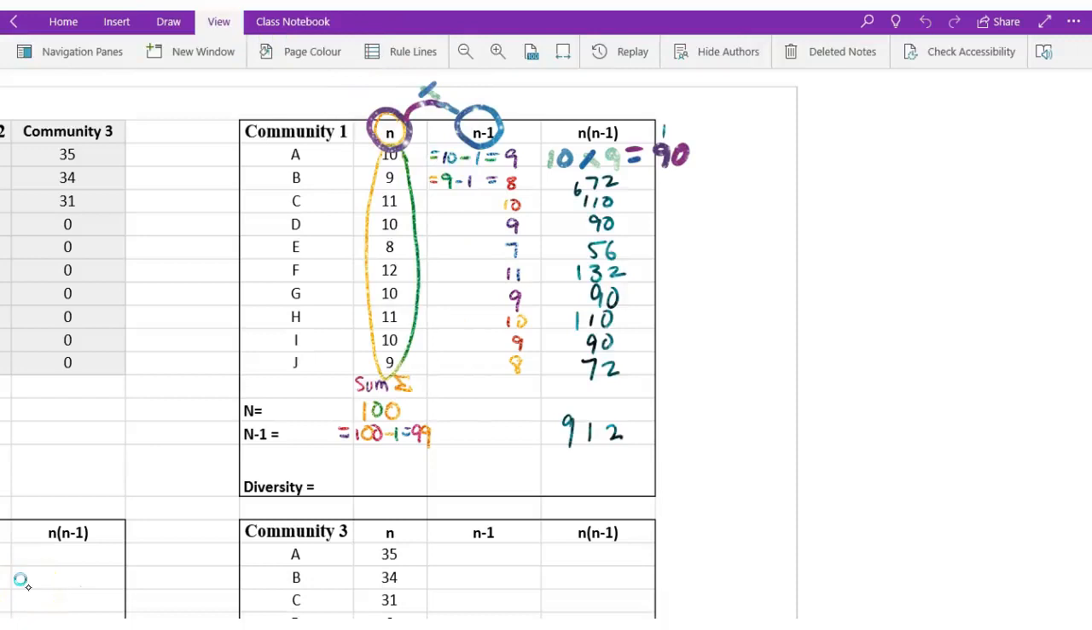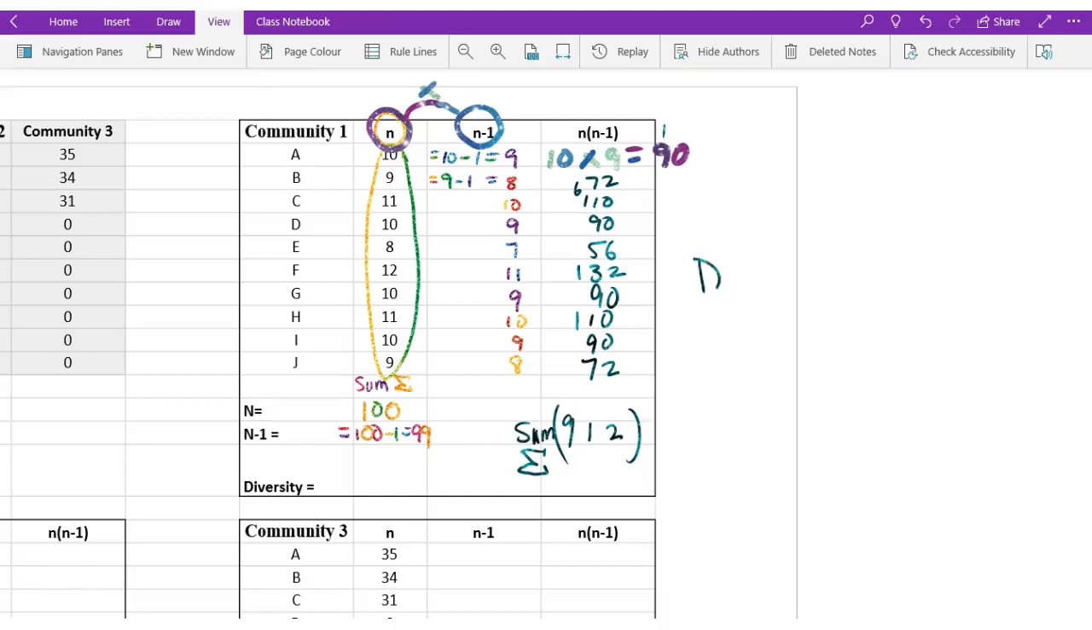So once I got them all down there, what I then did is I found the sum of all of those numbers by adding them up. Remember, in Excel especially, that's the symbol for sum. So I added all of them up. Now we're going to use that to calculate Simpson's diversity index.